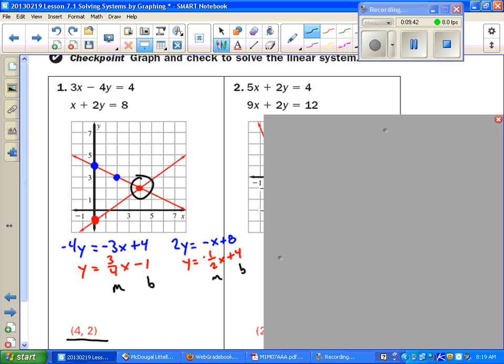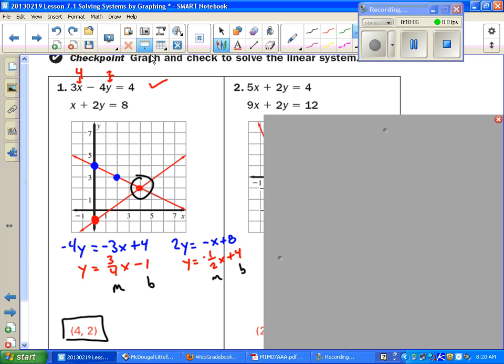So you're going to take 4, 2 and plug them back in. Most of us can mentally plug in 4 and 2 and see if we get a true statement or not. Some of us need to write it out. A lot of us probably have to write it out. 3 times 4 is 12, minus 4 times 2 is 8, and 12 minus 8 is 4. So 4 equals 4. This one checks out.